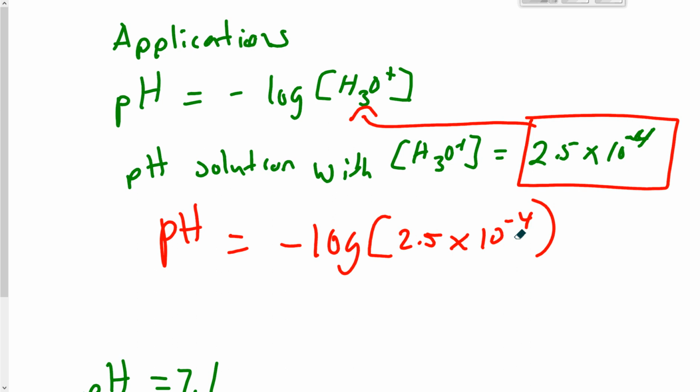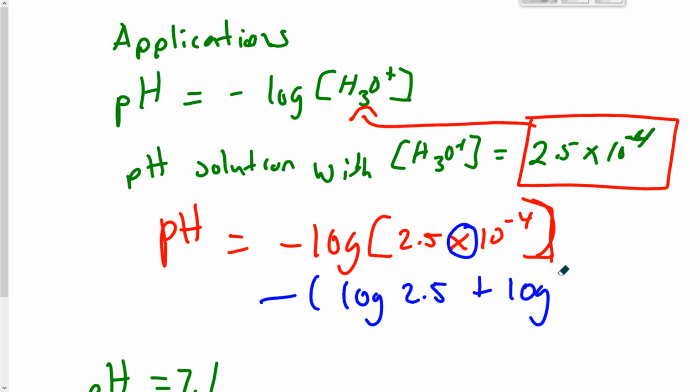Now I'm going to use my properties of logarithms. When I'm multiplying, if I'm taking the log of a product, I can separate that into two logs: the log of the first term plus the log of the second term. The negative is on the outside here. Then I can use my power property: if I'm taking the log of a number raised to a power, I can move that power in front of the log and multiply it by the log.